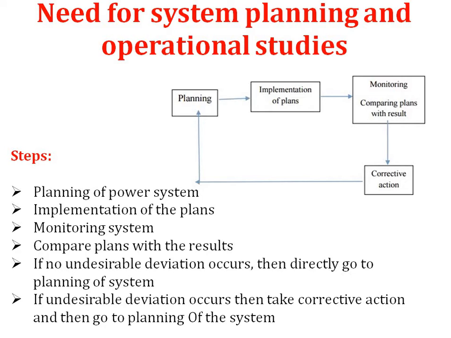The next point, compare plans with the results. If no undesirable deviation occurs, then go directly to planning of the system. If an undesirable deviation occurs, then take corrective action and then go to planning of the system.